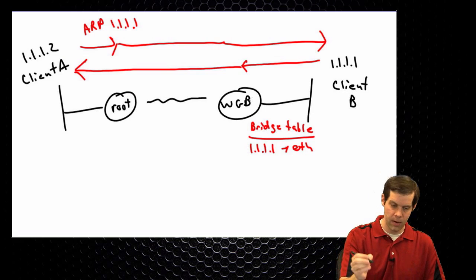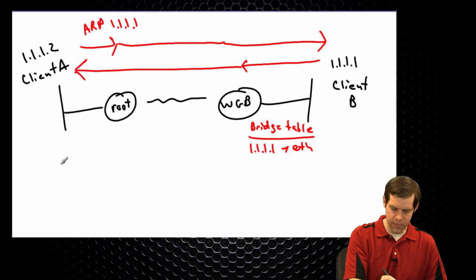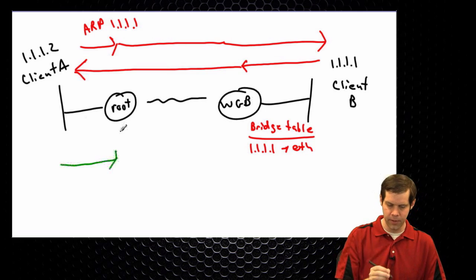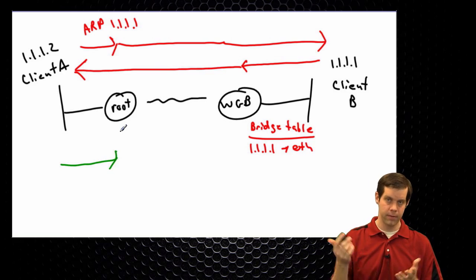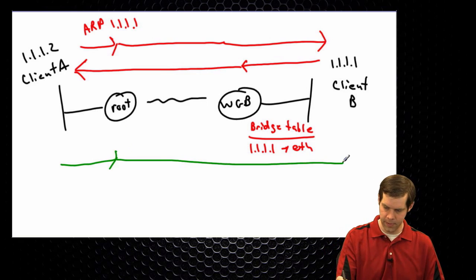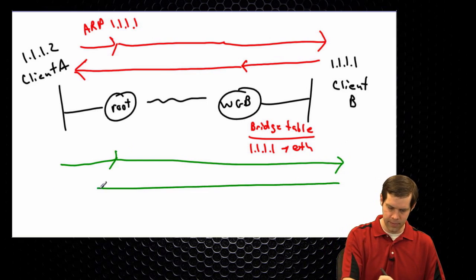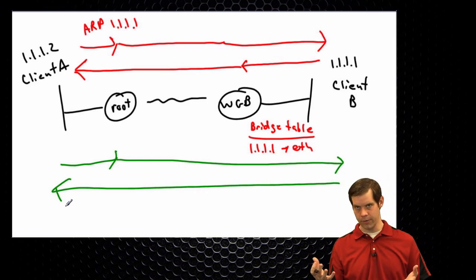Awesome. Now client A can send its ping, which is a unicast packet, makes its way to the root AP. The root takes a look at the packet, says, okay, who is this destined to? It's destined to 1.1.1.1. Is this in my associations table? Yes, it is. I'll forward it on. Makes its way over here. Client B receives it, sends it back. Everything's happy, and there's communications flowing.